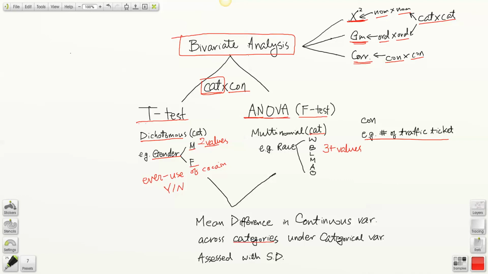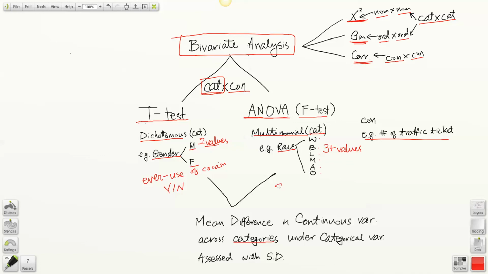On the other hand, when your categorical variable has more than two values, or three or more values, then you can try ANOVA. A good example might be race. How many values can you think of? I could come up with white, black, Latino, Middle Eastern, Asian, and others. So your categorical variable is multinomial. Then you can try ANOVA.